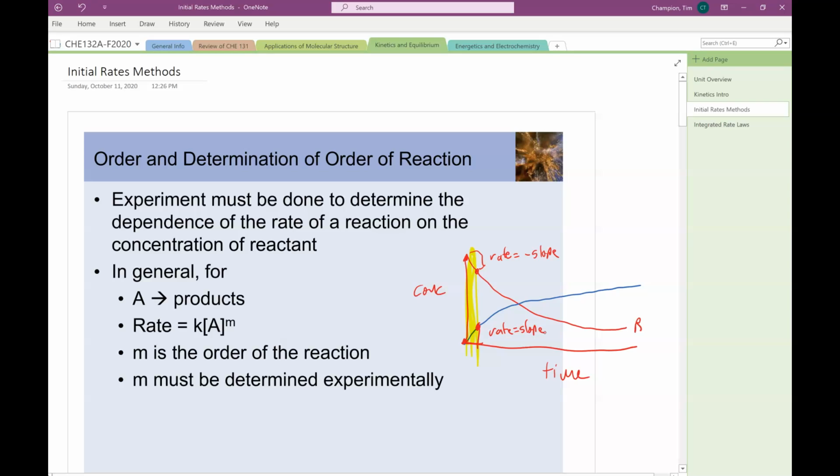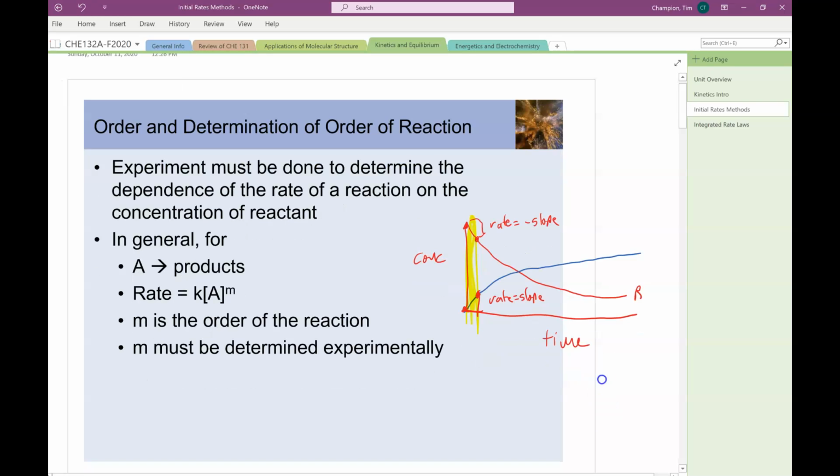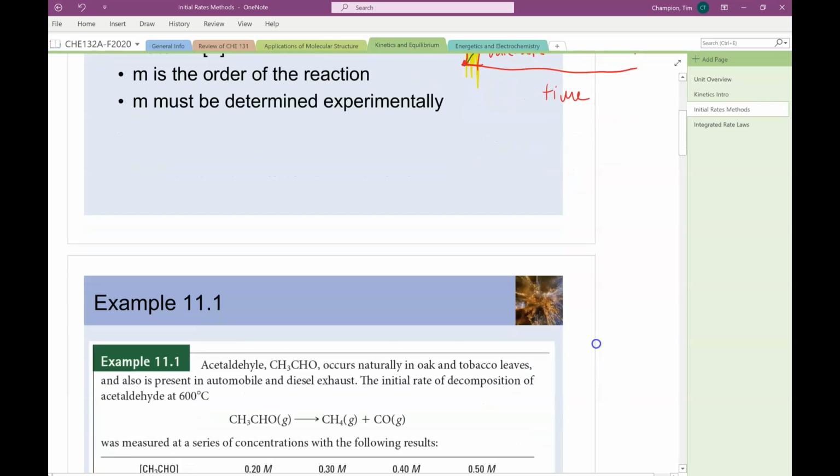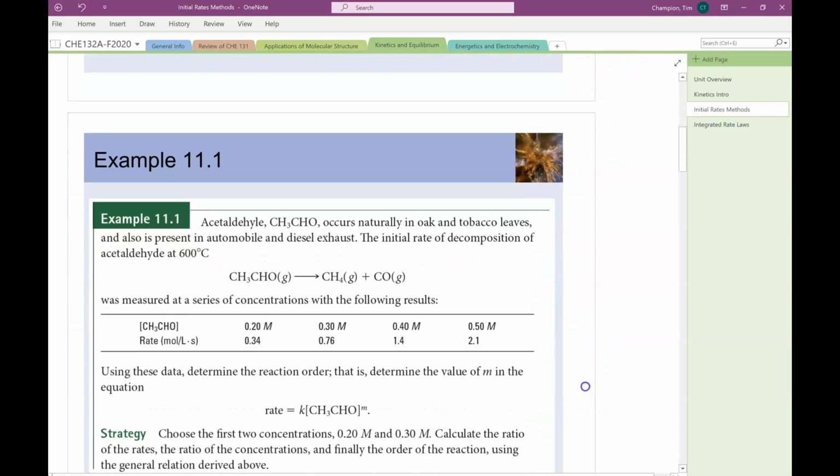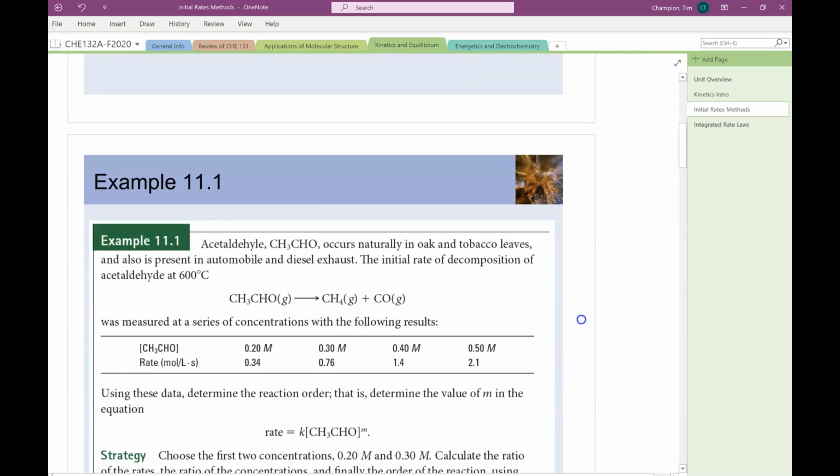And so it's an experimental technique that again relies on getting accurate measurements of one of the concentrations at the very beginning of the reaction and measuring that. So it's probably the most commonly used one. So let's start off taking a look at this.